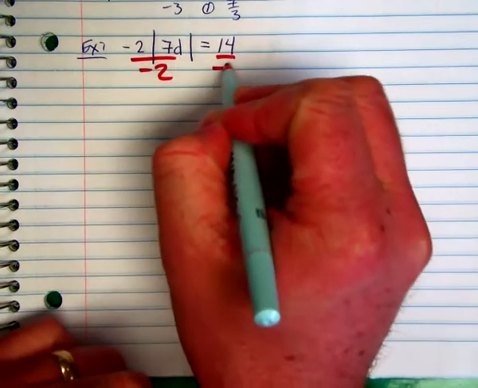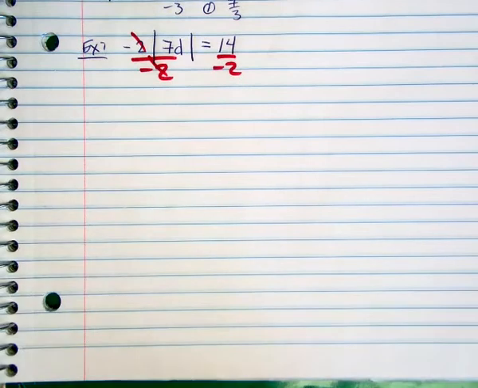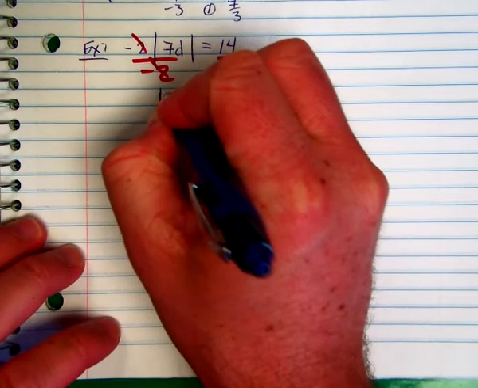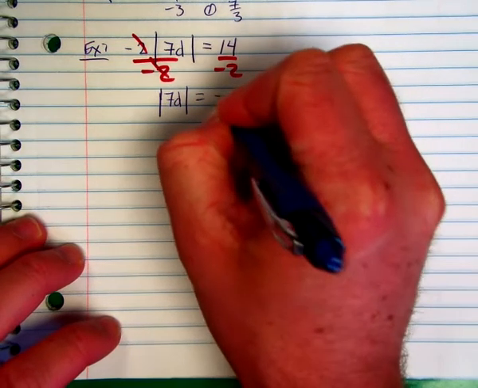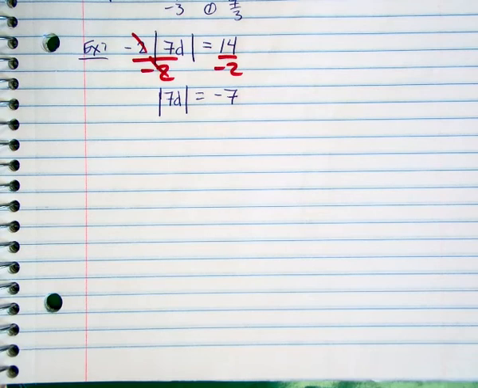Very good. Now this is an equation, not an inequality, so dividing by a negative, I don't have to worry about flipping any symbols. I'm just going to leave it. So absolute value of 7d equals negative 7. Doesn't look like I have anything else outside the absolute values anymore, so someone raise your hand and tell me, what do you think I'm going to do next?